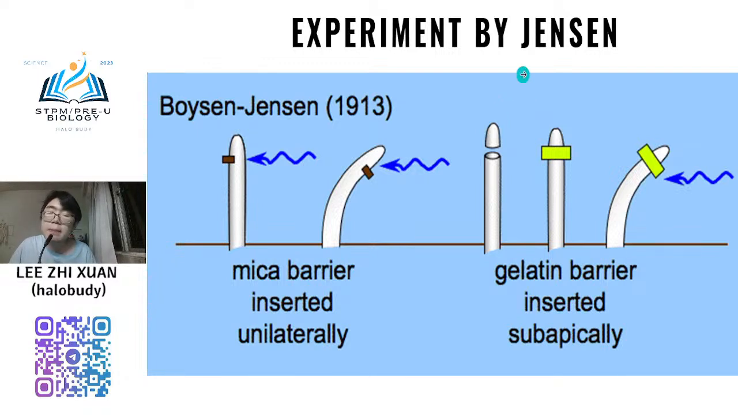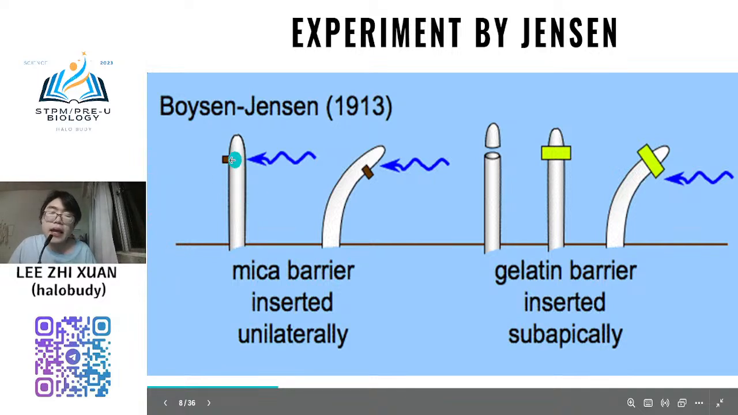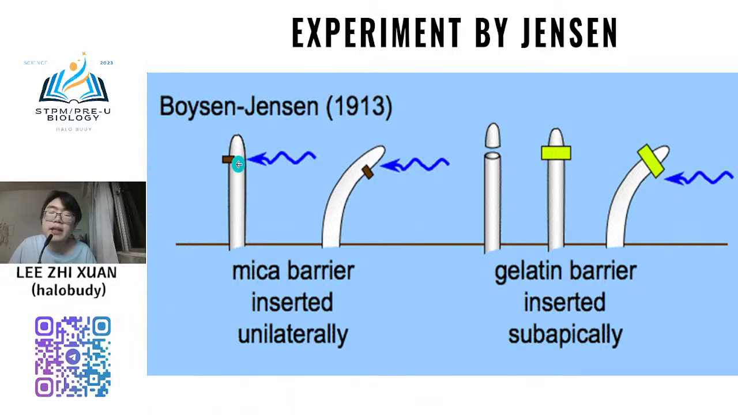Another experiment is by Jensen. Normally in this one, they use a barrier that can be inserted unilaterally, or use a gelatin barrier inserted subapically. You will see in this diagram that they inserted a mica barrier directly into the tips of the plant, but only halfway, not totally covering the plant.